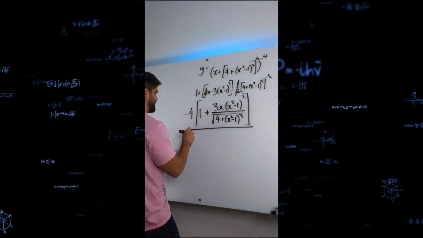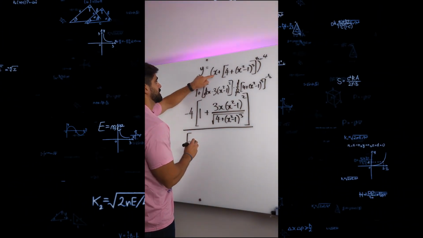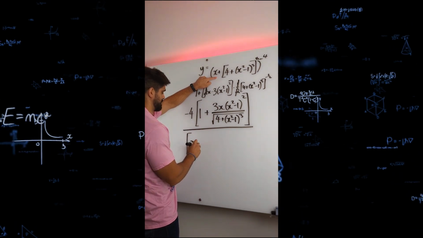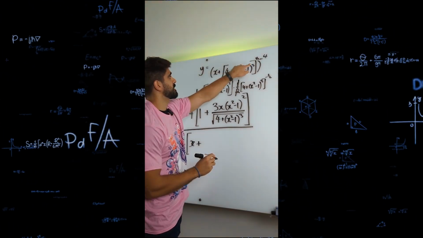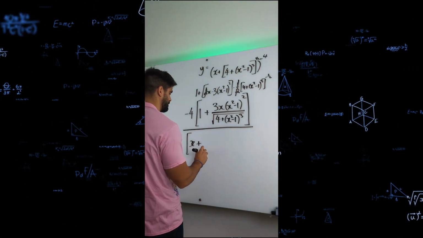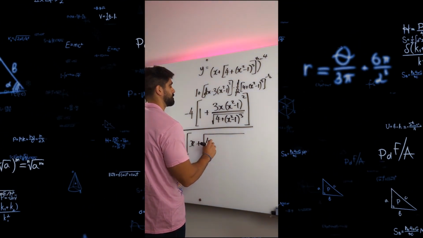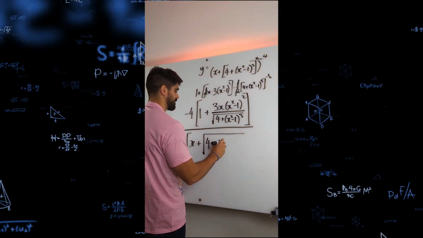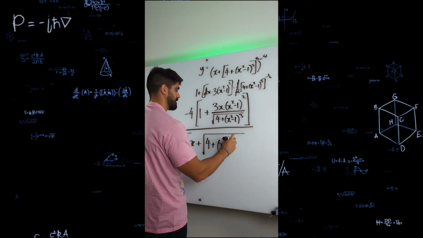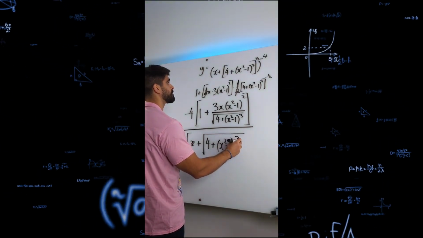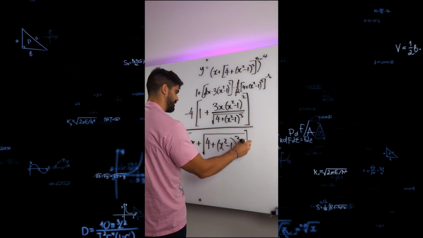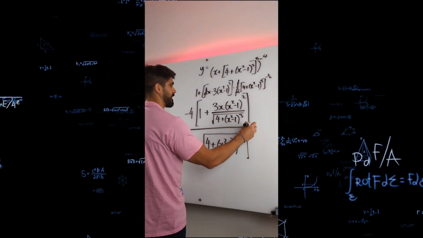So I'm going to get x plus, this I'm going to rewrite back as root 4 plus x squared minus 1 cubed, to the power of 5.